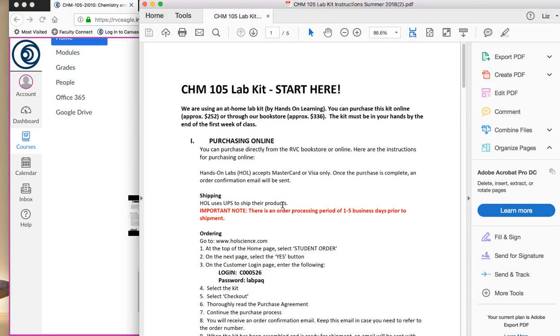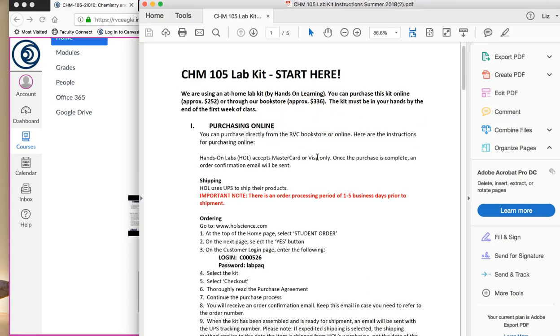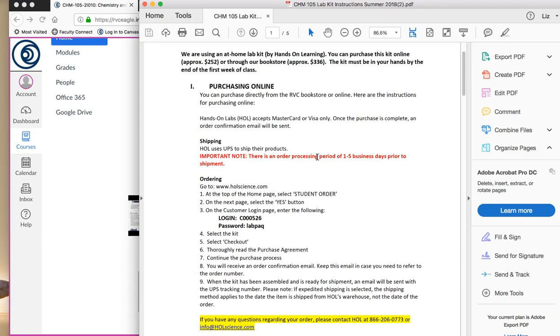You can either order it online directly from Hands-On Learning, and you save yourself some money, or you can order it through our bookstore. You can see the approximate prices. The RVC bookstore for the summer, I noted, is still at the $336 price. You have to have this by the end of the first week, or you will be withdrawn from the class. You'll be too far behind, and you've got to have it.